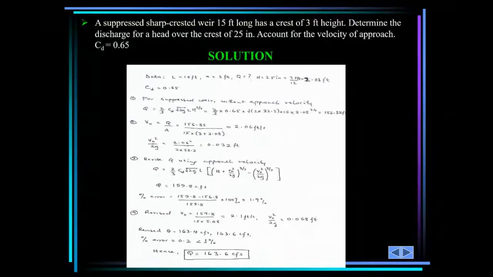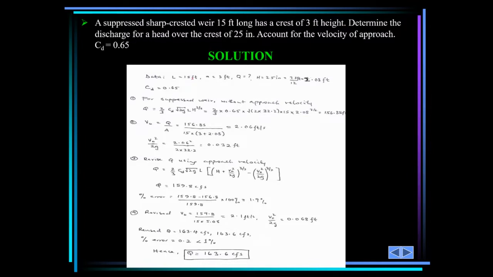And this is an example in which we have a suppressed sharp crested weir, 15 feet long. So the length is 15 feet and it has a crest of 3 feet height. The crest height is 3 feet. Determine the discharge for a head over the crest of 2.5 inch. So this is the head over the crest. Account for the velocity of approach.